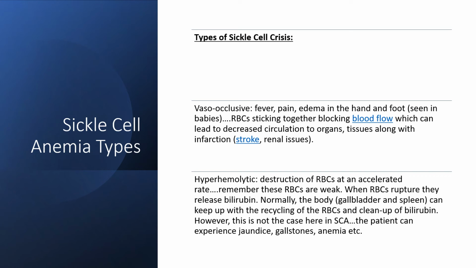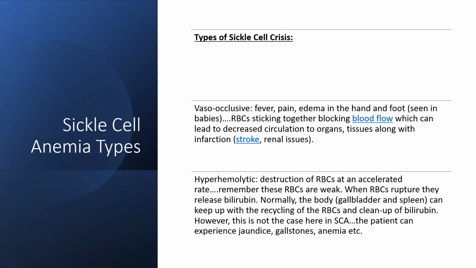The red blood cells stick together, blocking blood flow, which can lead to decreased circulation to the organs. Decreased circulation to the organs means the organs are not going to function properly. We're going to look at that in another slide. Tissues along with infarction. So infarction, remember we came across that word: myocardial infarction, stroke, and renal issues.